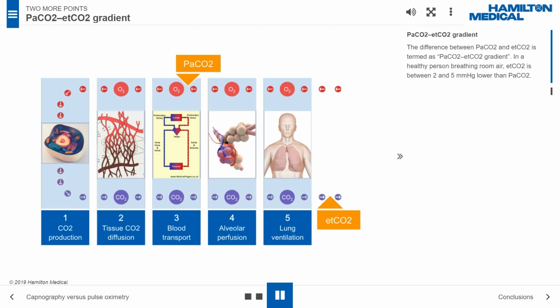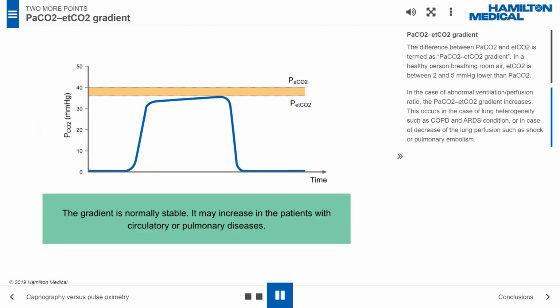PaCO2, EtCO2 gradient. The difference between PaCO2 and EtCO2 is termed the PaCO2, EtCO2 gradient. In a healthy person breathing room air, EtCO2 is between 2 and 5 mmHg lower than PaCO2. In the case of abnormal ventilation perfusion ratio, the PaCO2, EtCO2 gradient increases. This occurs in the case of lung heterogeneity such as COPD and ARDS, or in case of decrease of the lung perfusion such as shock or pulmonary embolism.